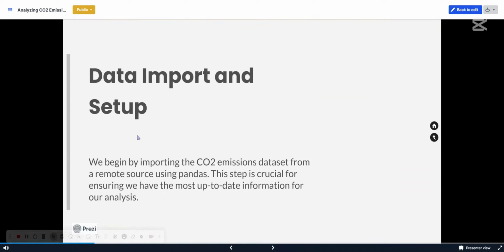Data import and setup. We began by importing the CO2 emissions data set from a remote source using pandas. This step is crucial for ensuring we have the most up-to-date information for our analysis.